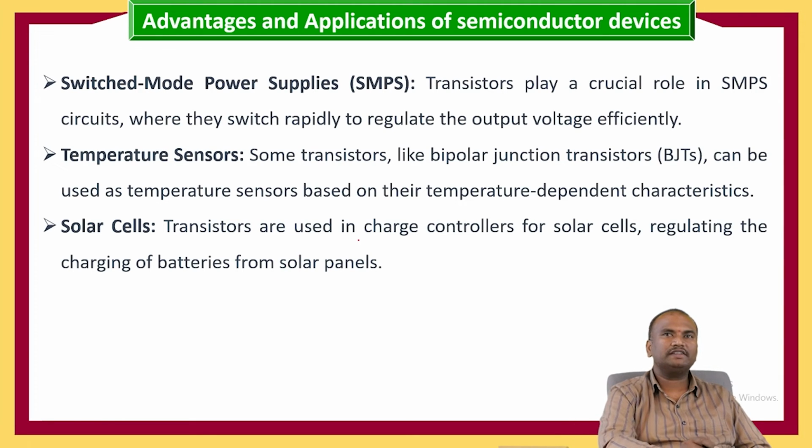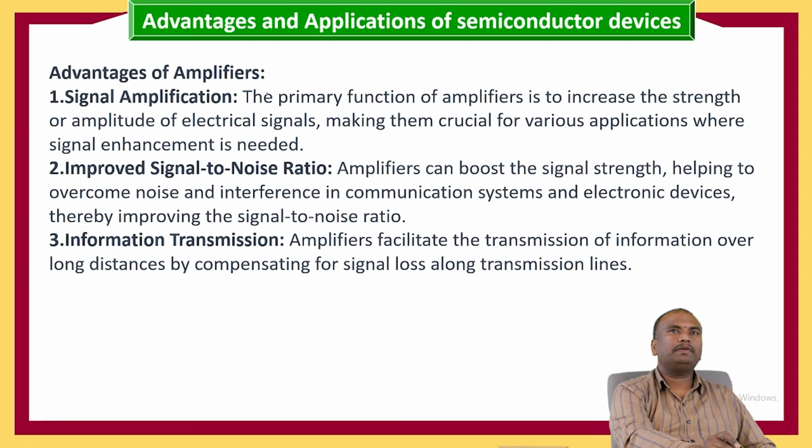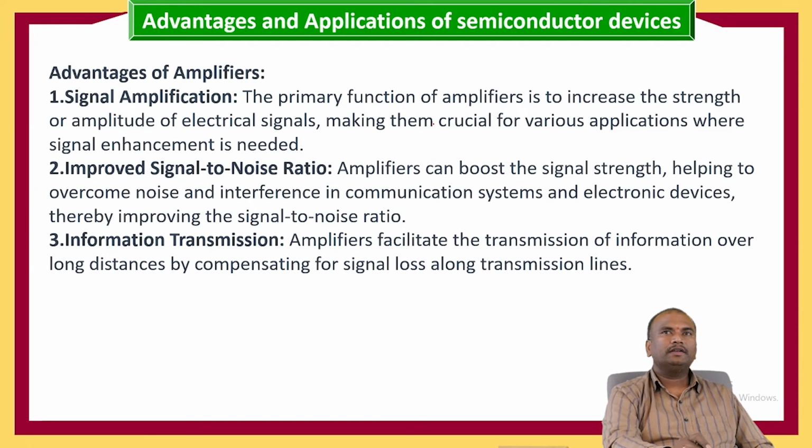And solar cells: transistors are used in charge controllers for solar cells, which regulate the charging of the battery from solar panels. The next one, advantages of amplifiers. Signal amplification: the primary function of an amplifier is to increase the strength or amplitude of the electrical signals, making them crucial for various applications where signal enhancement is needed.